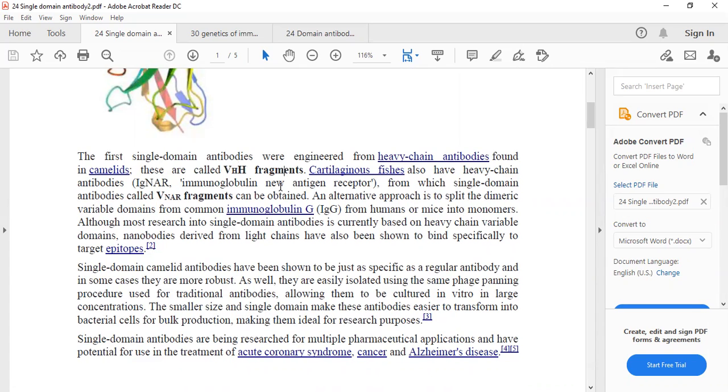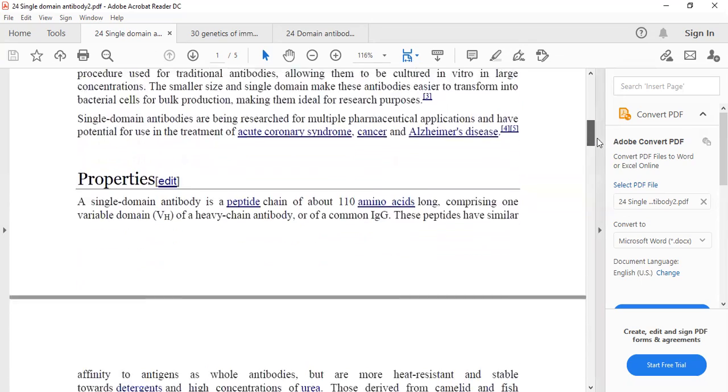There are different methods for the construction of these single domain antibodies. So how do we construct them? First, we need to digest the antibody. Then, after digesting the antibody, we take only the variable fragment of the heavy chain. That heavy chain part will be engineered for the construction of the complete single domain antibody. That is the basic principle.